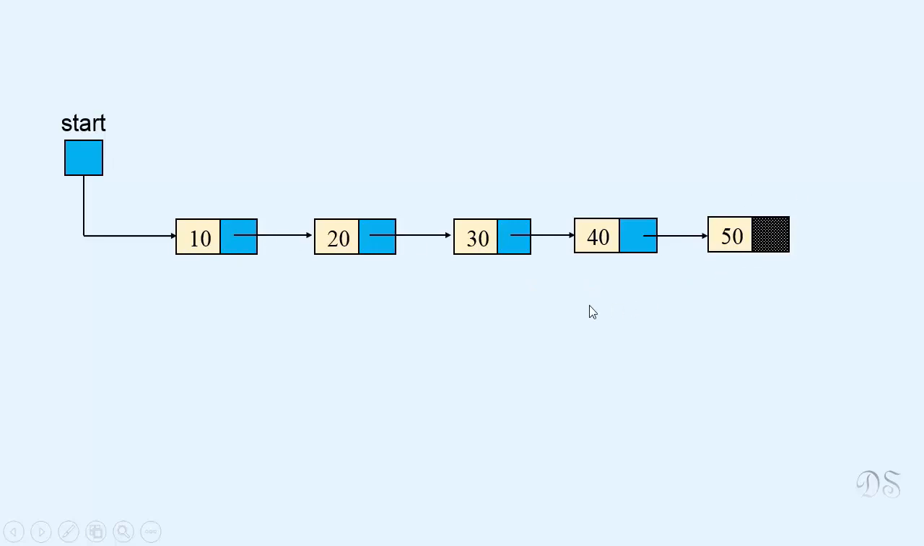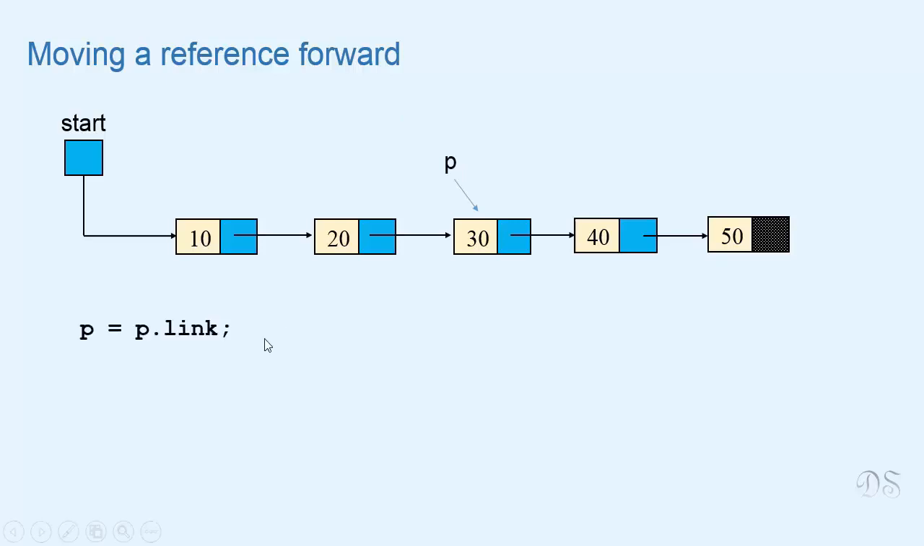Before studying traversal, let us see how we can move a reference forward in a linked list. Suppose we have a reference p that refers to this node, and we write this statement p = p.link. Now p.link refers to this node. So if we assign p.link to p, then p starts referring to this node. So writing this statement p = p.link makes p refer to the next node of the list.